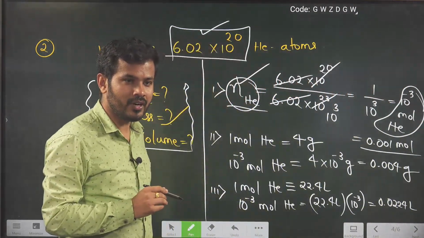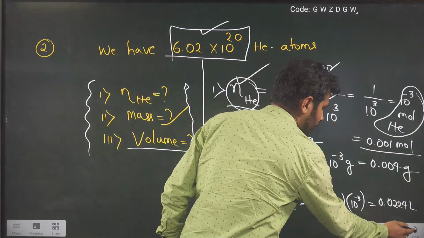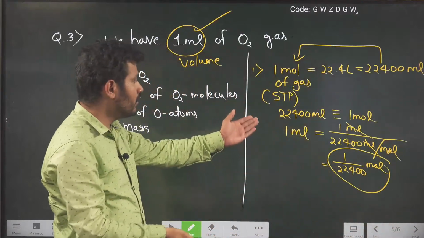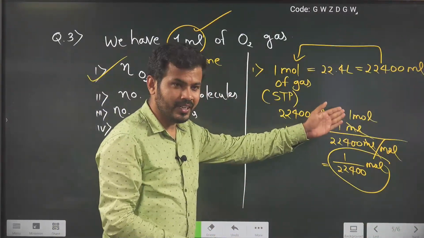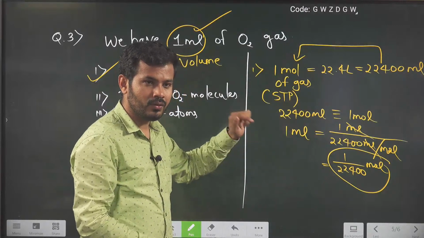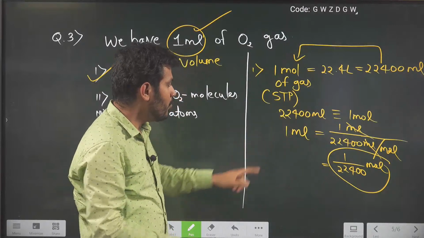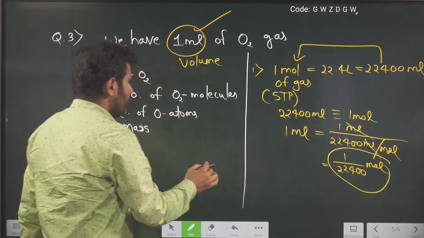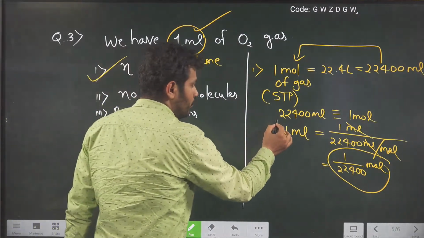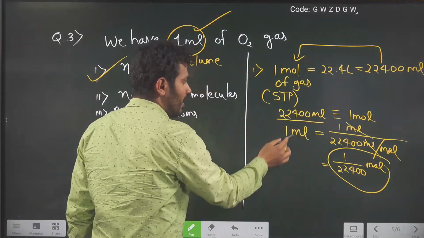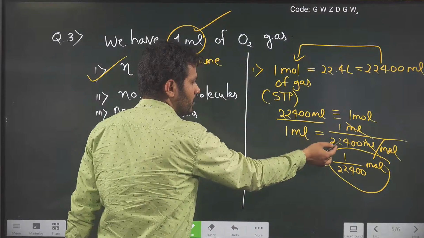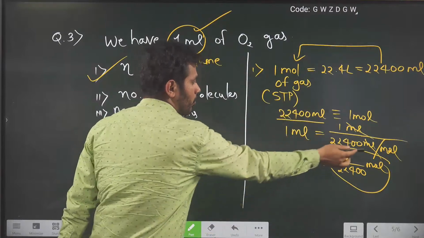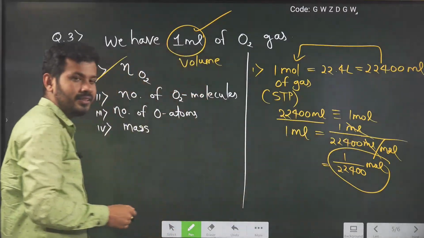Sir, solve using the Y map. I'm solving using the Y map only. You see here what I have done. This is the unitary method anyway. We know that 22,400 ml is 1 mole, so 1 ml will be just 1 by 22400 mole, right? That way we have got the number of moles.